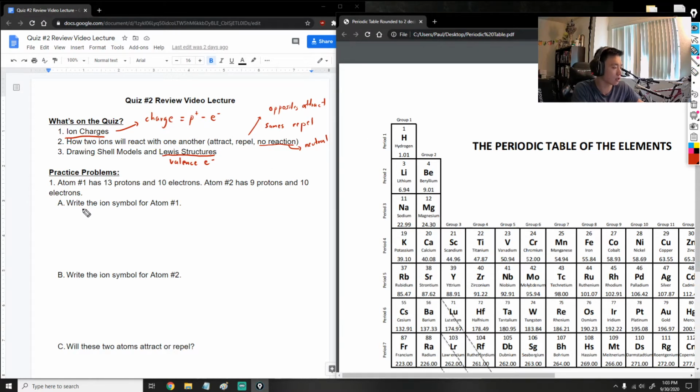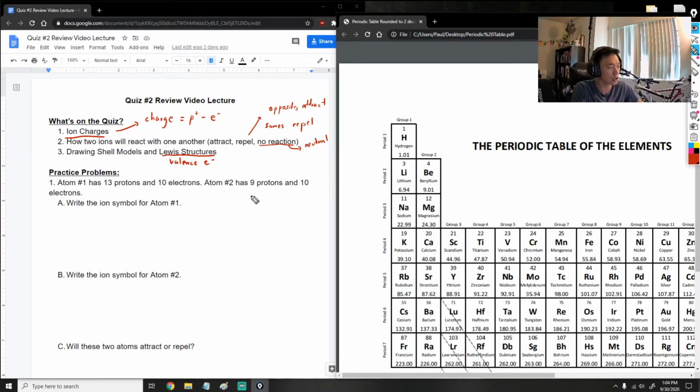Alright, so let's start with your problem. So when you guys do your quiz problem, you're going to see just some information in the beginning, and it's going to be looking like this. So atom number 1 has 13 protons and 10 electrons. And atom number 2 is going to have 9 protons and 10 electrons. So when you guys do your assignment today and the quiz, I'm basically going to tell you, hey, there's 2 atoms, and I'm going to tell you how many protons and electrons there are for both of them.